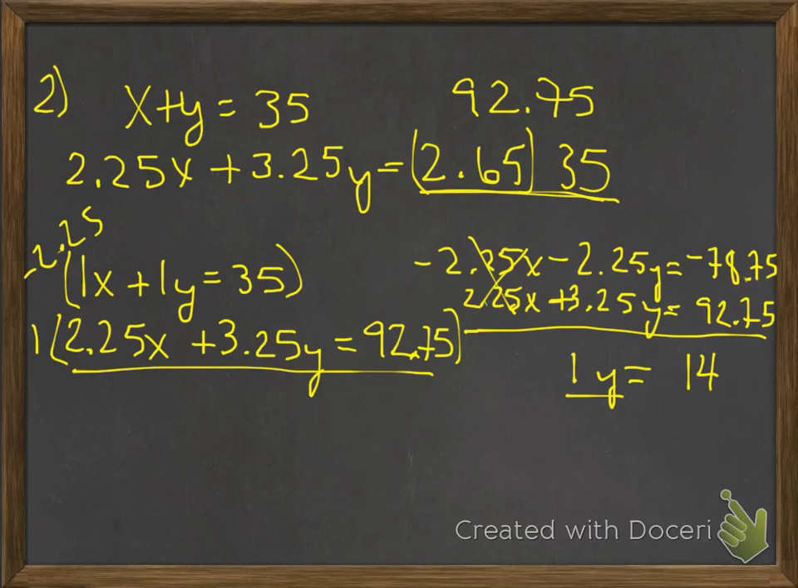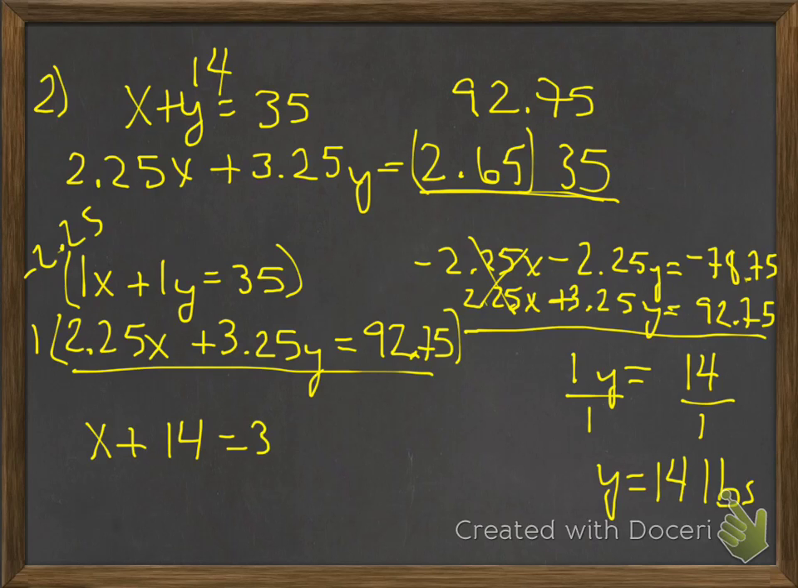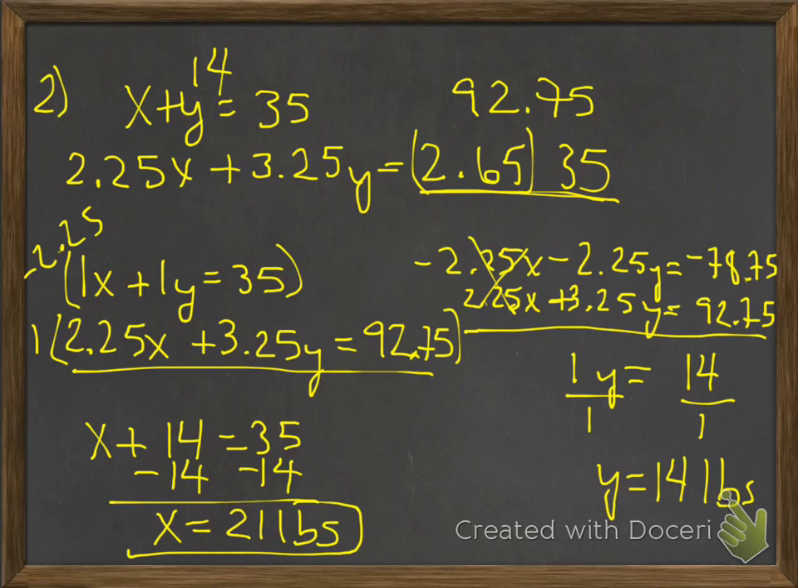Okay, and then of course you would divide. So y is equal to 14 pounds. So they got 14 pounds worth of cashews. Now if you put this one back into this first equation, you're saying x plus 14 equals 35. And if you subtract, you get x is equal to 21 pounds. So they got 21 pounds of peanuts and 14 pounds of cashews.